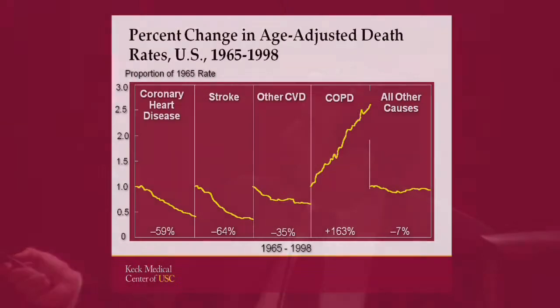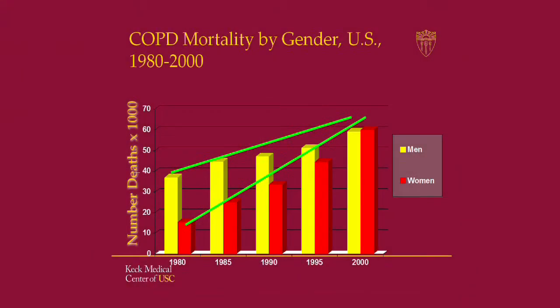And when we look at COPD, the upward trajectory from 1965 to 1998, there's been concerted efforts to either make this a plateau or even reverse this depiction. But when we divide gender, and when we're looking at men versus women with COPD, what is the mortality associated with them? What we see in the yellow are men, and over the years from 1980 to 2000, there has been an increasing trend, but a lot faster trend.